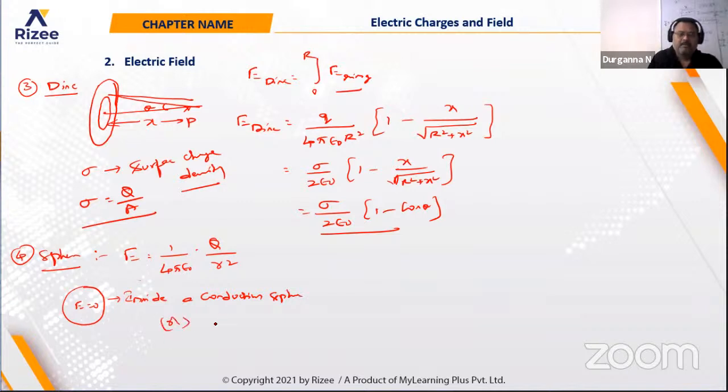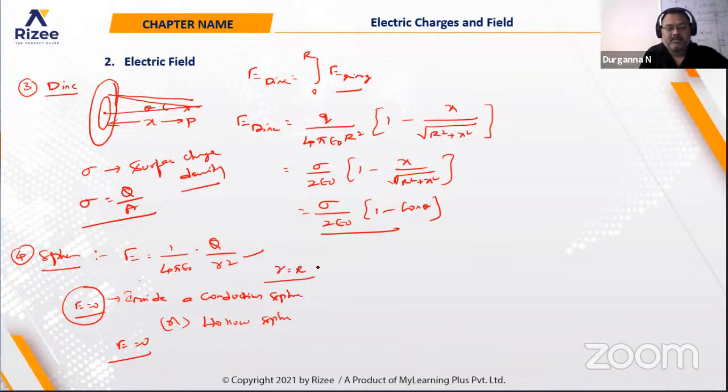Inside a conducting or hollow sphere, the electric field E value will be equal to 0. This is for outside or on the surface. On the surface means you are going to write small r is equal to capital R.